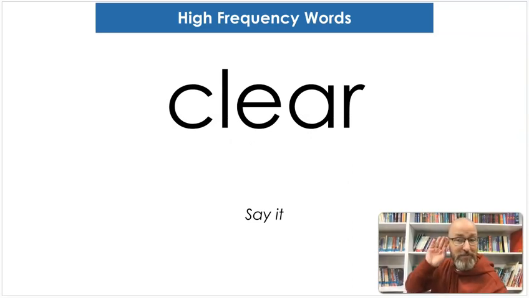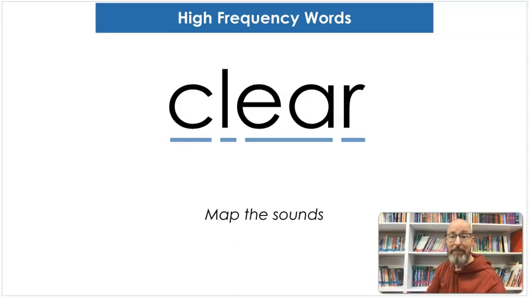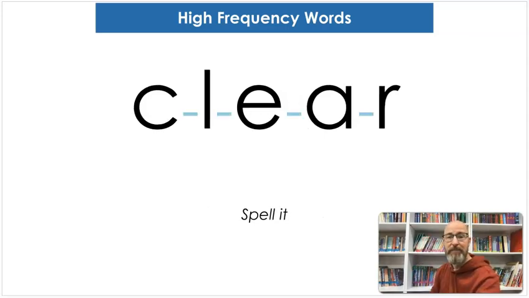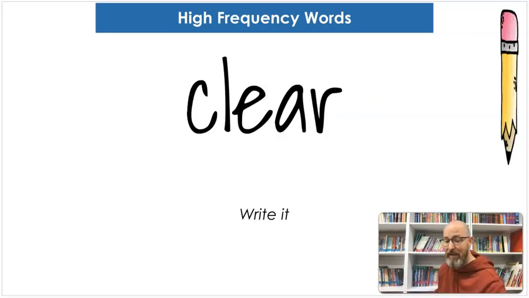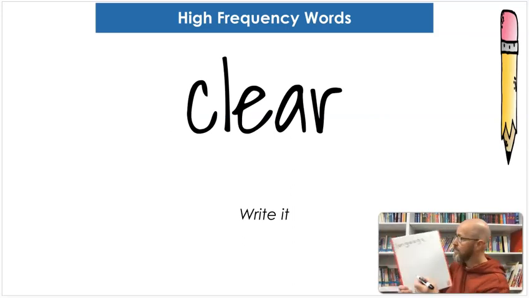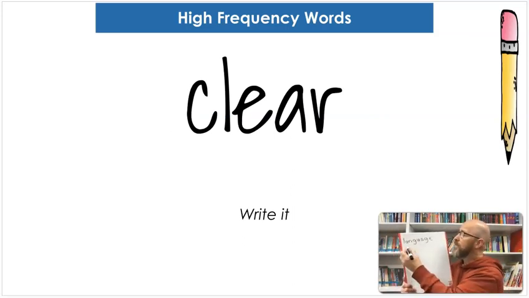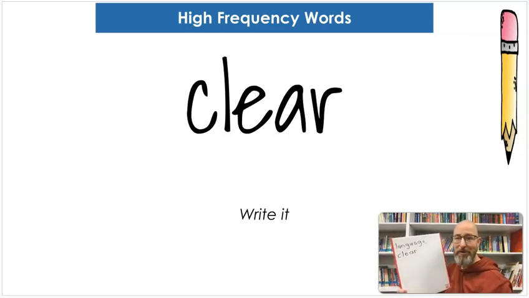So we'll go to the last word, clear. Say clear. Map the sounds. Clear. Spell it. C-L-E-A-R. Clear. And let's write it. If something is clear, you can see straight through it. It would not be visible, like our other word.